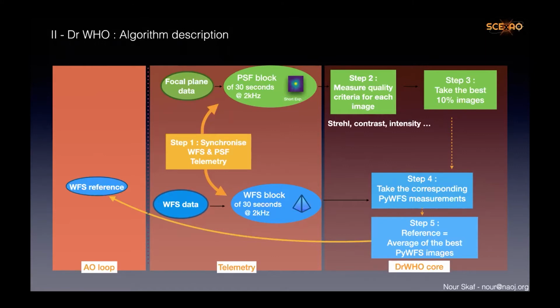This final reference is put as a reference in the adaptive optics loop, which changes the point of convergence of the loop, and as a result has a direct impact on the focal plane images. Here I put PSF, but it can work as well for coronagraphic images. So overall, Dr. Who is completely transparent to the adaptive optics loop, besides the fact that it continuously updates the reference of the wavefront sensor every 30 seconds, and therefore changes the point of convergence of the AO loop.